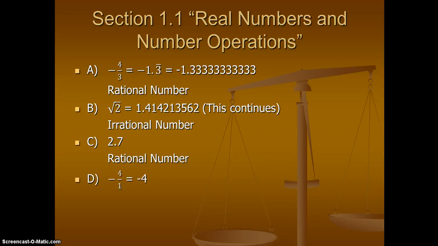And D, we have -4/1, which is just -4, and that should be an integer. It should also be a rational number, which I just neglected to write, but hopefully someone caught that this is also a rational number because it can be written as a fraction and it's also an integer. And then E, 0, and hopefully you saw that 0 is a whole number and an integer.